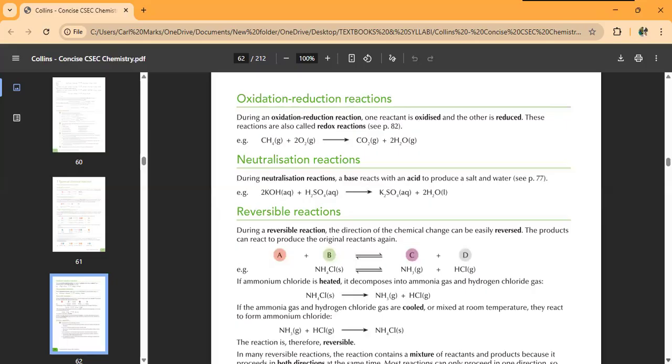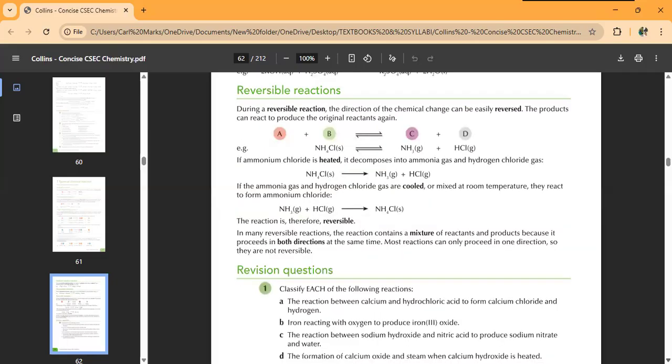So if you cool the gases, or mix them at room temperature, they react to form what they came from, the ammonium chloride. So the reaction is therefore called a reversible reaction. And normally when you see that symbol with the two arrows, we know that the reaction is a reversible reaction. You've seen these arrows before, Elisa? Yes. Good.